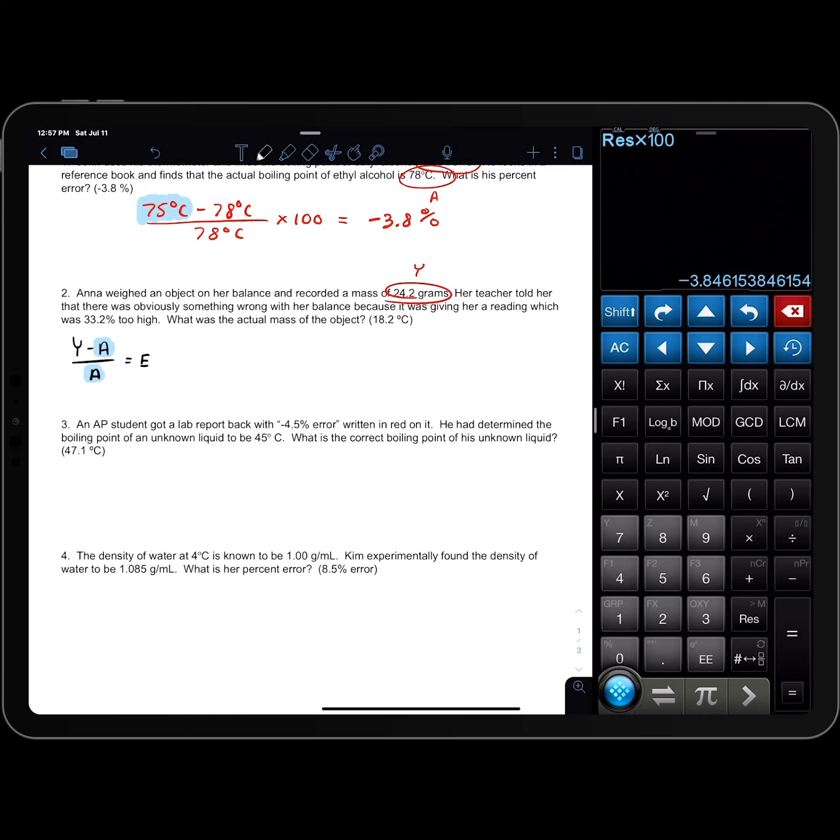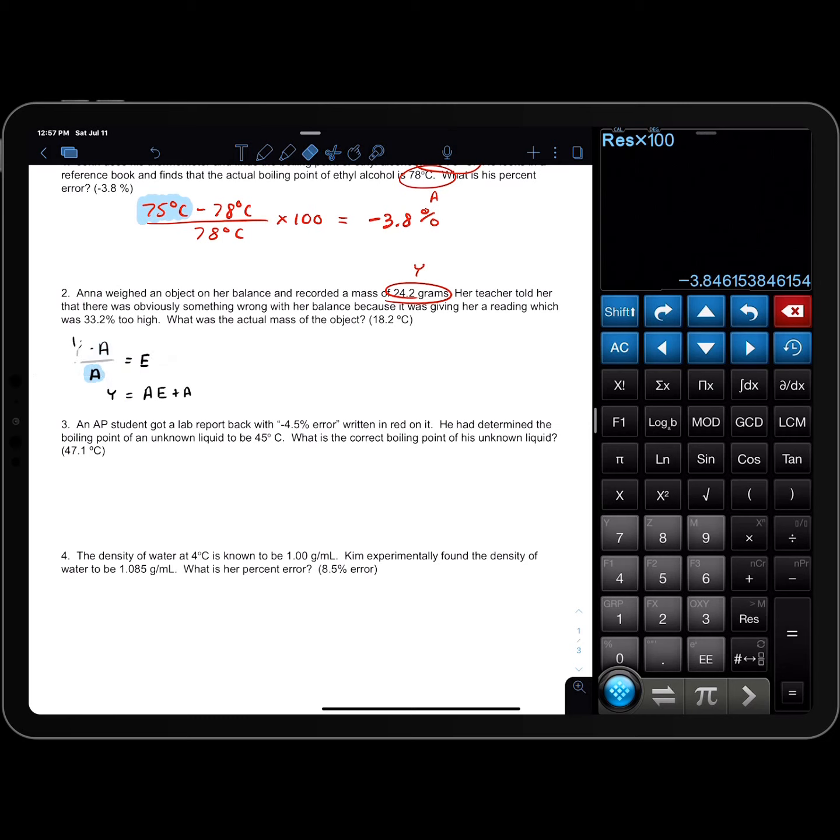So we're going to multiply both sides by A. So we go yours minus actual, you have actual times error. Then we're going to add the actual to both sides. Okay. So you have this right now. We didn't create a new formula. We just rearranged this. All right.